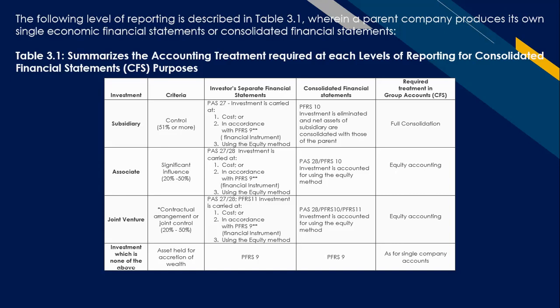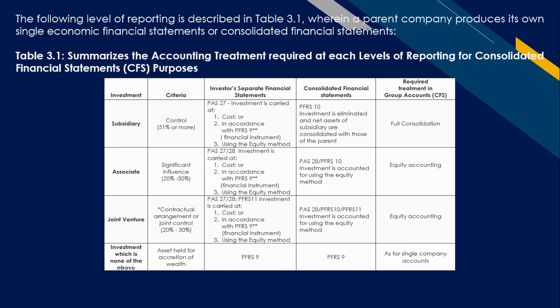If the investment is in an associate, then we have a significant influence if the investment rate is 20% to 50%. So PAS 27 and 28: investments carried at cost or in accordance with PFRS 9 financial instrument or using the equity method. In the consolidated financial statements, PAS 28 or PFRS 10, investment is accounted for using the equity method and equity accounting is used.